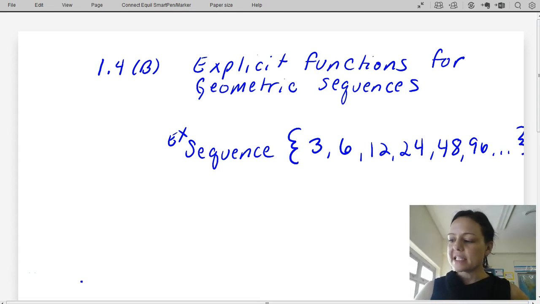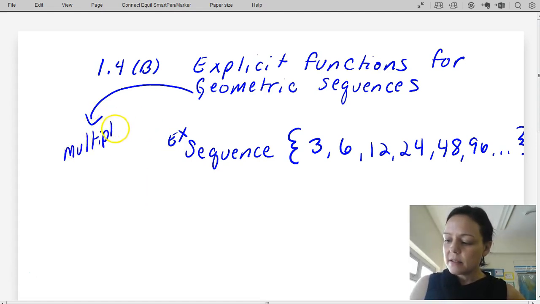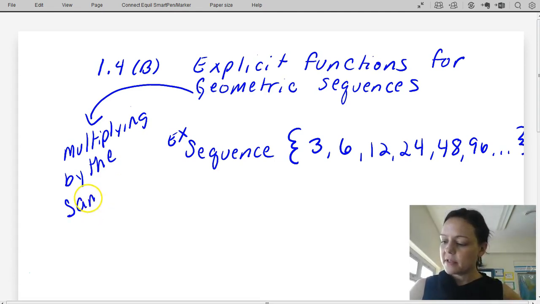In class, we did explicit functions for arithmetic sequences, and now we're going to learn how to write them for geometric sequences. Remember, geometric sequences are sequences where you're multiplying by the same number each time. Okay, so let me write this down.